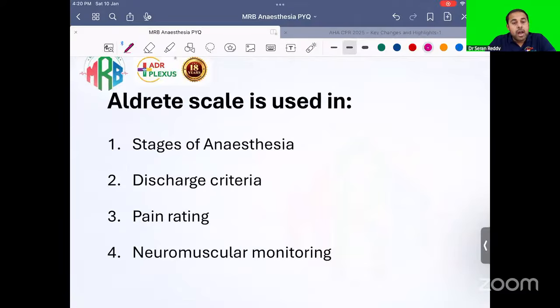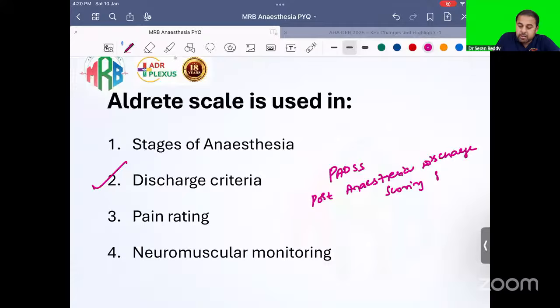Aldrete scale is used in stages of anesthesia, discharge criteria, pain rating, neuromuscular monitoring. I told you, like, very easily you can remember. So this is very good. Discharge criteria. What is the another scoring system used for daycare surgeries? It is PADS, post-anesthesia discharge scoring system.